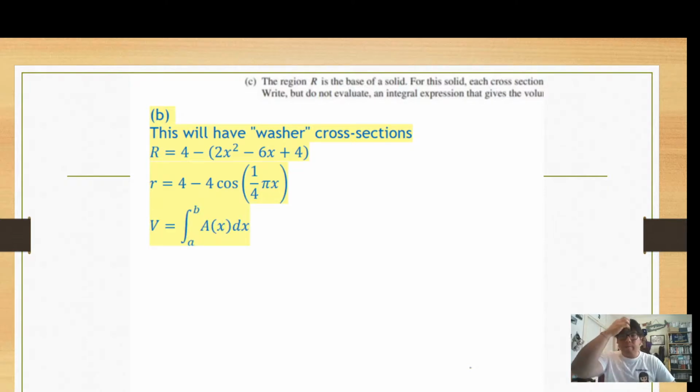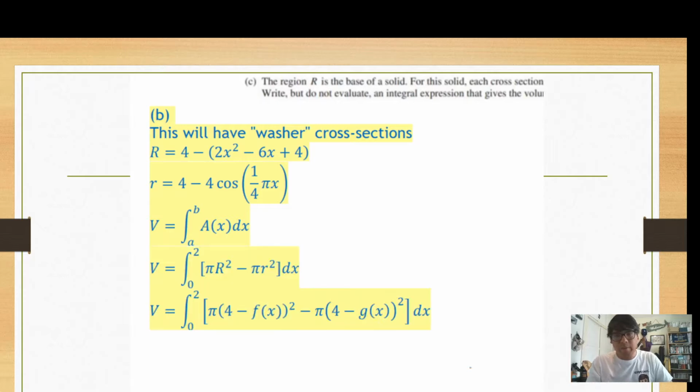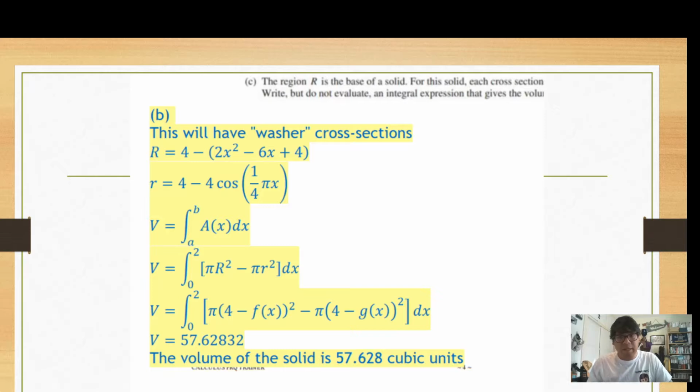Here's the general volume formula for everything. Always start with that. The volume formula is the integral of an area formula. What is our area formula? Well, it's the area formula for a washer, which is pi r squared minus pi r squared. Substitute the radii and use your calculator to integrate that, and you get 57.628. So here we have it with a nice sentence: the volume of the solid is 57.628 cubic units.